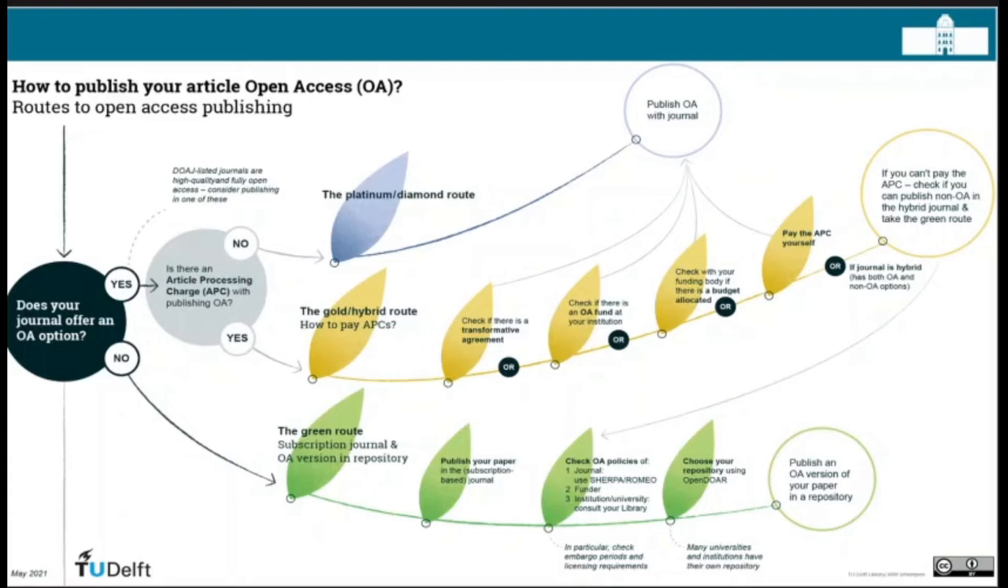You also have to be careful about which repository the publisher allows you to deposit in. In many cases, it is written only institutional repository, not thematic, that is, a domain-specific repository. They distinguish between those two terms, domain-specific or institutional repository. If you decide to publish in open access, then there is this platinum diamond route, which is perhaps a problem at this moment, in that they are not so much recognized in terms of scientific evaluation.